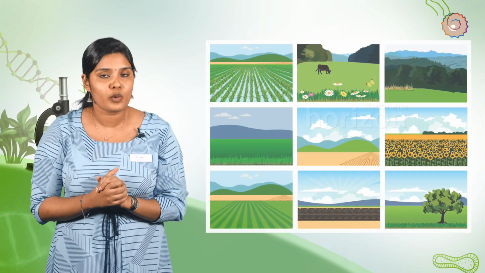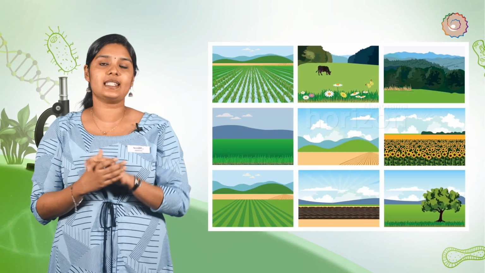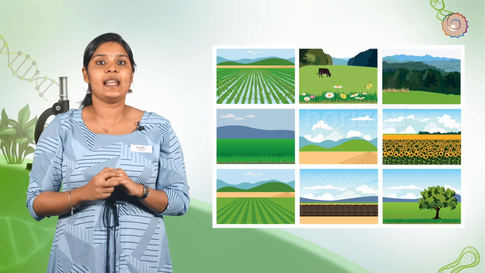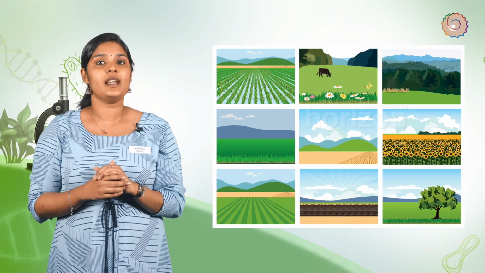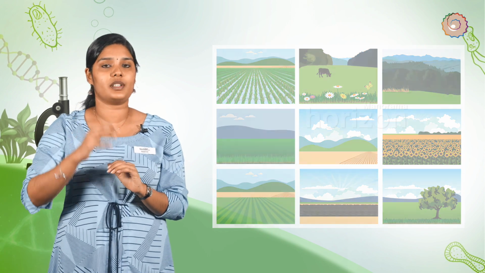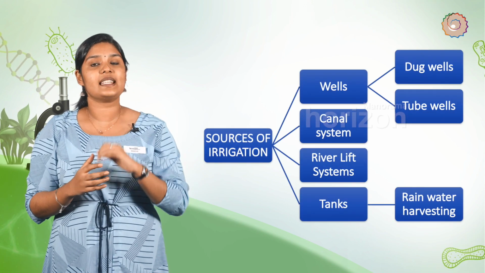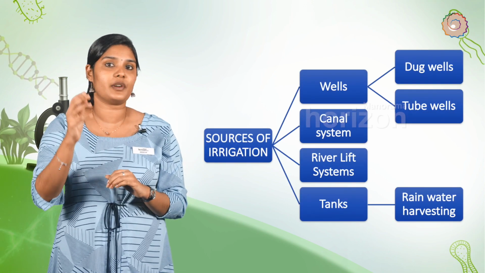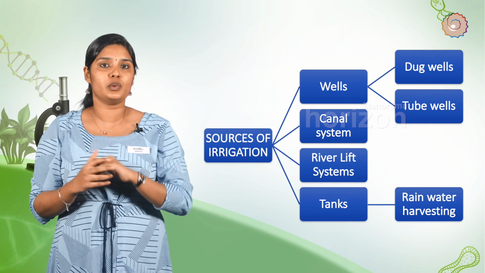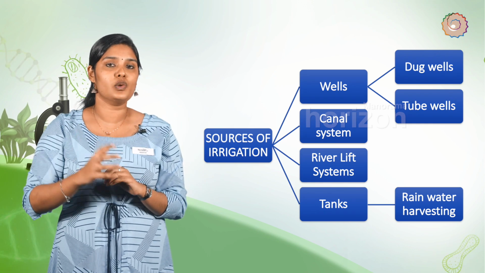Intermittent drought and poor rainfall pose a serious threat to rain-fed farming areas. Under such conditions, irrigation systems are adopted to supply water from different water sources. Some common sources of irrigation are wells. The groundwater is an important source for irrigation from wells. Wells are of two types, dug wells and tube wells.